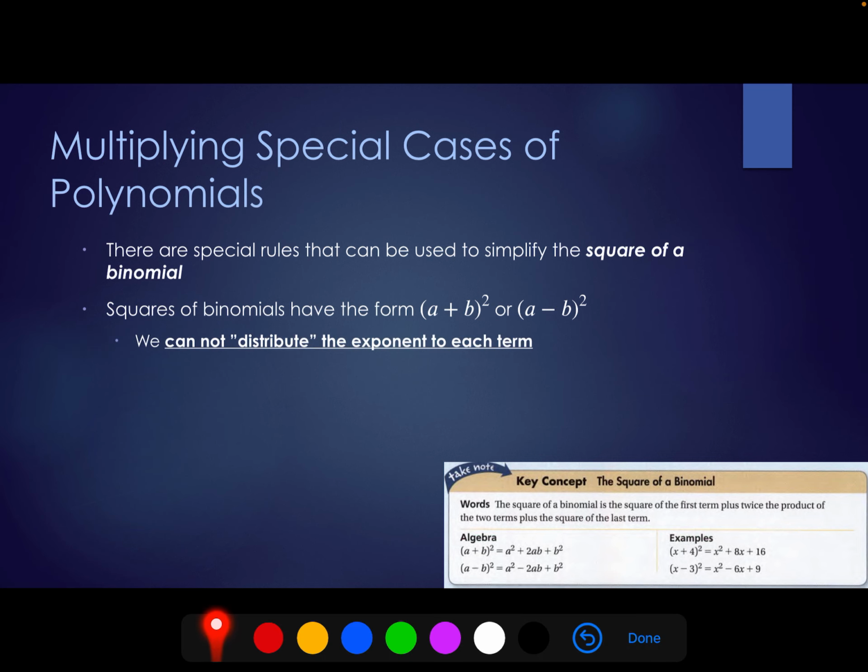So one thing to be sure about is that we cannot distribute this exponent to each term. We can't say that (a + b) squared is equal to a squared plus b squared. This is not true. We can't do that. And we'll take a look at how we can square these binomials. But if there's one thing to know, you cannot just square each of these terms since they're being added together. The same goes for subtraction. You can't just square each of the terms.